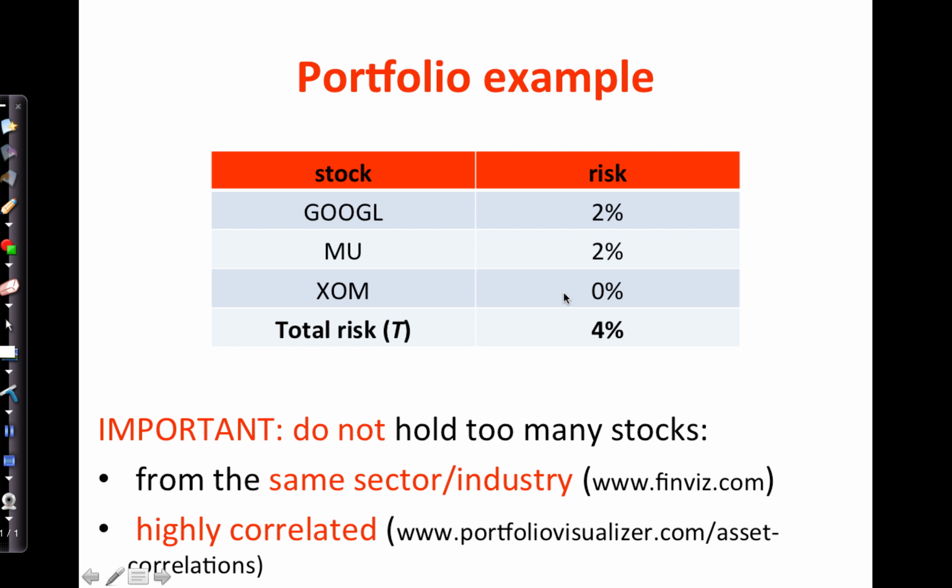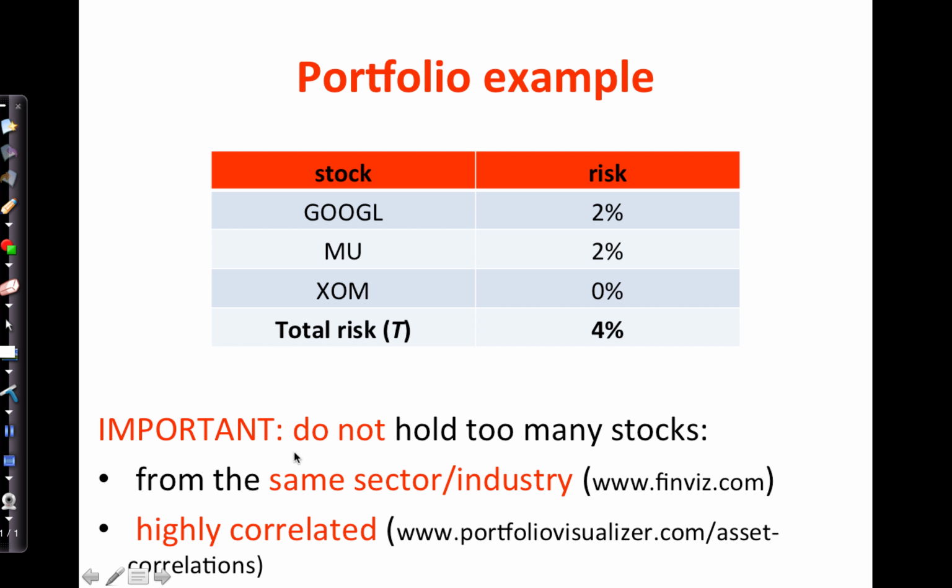Why? Because in some strategies where you are actually making money, you can raise your stop loss to the entry price. In other words, if the price is coming down and hitting the stop loss, you lose nothing, right? Because your stop loss is now the entry price. So in this situation, the risk is now 0%. So in this scenario, we have 2% risk for Google, 2% risk for MU, 0% for XOM. So the total risk T is 4%.